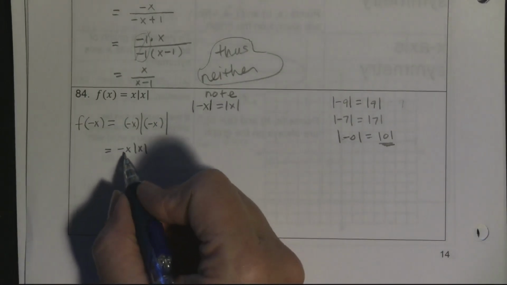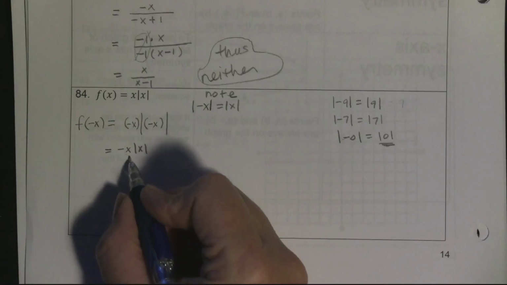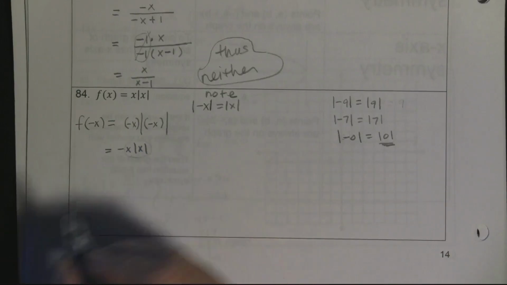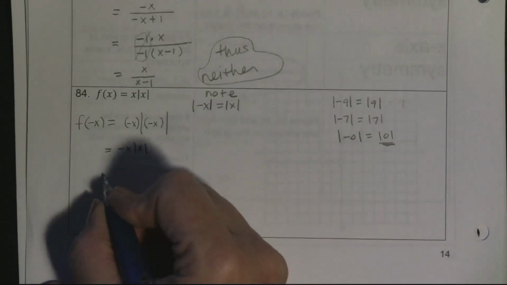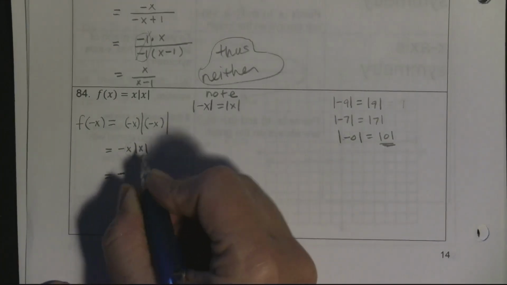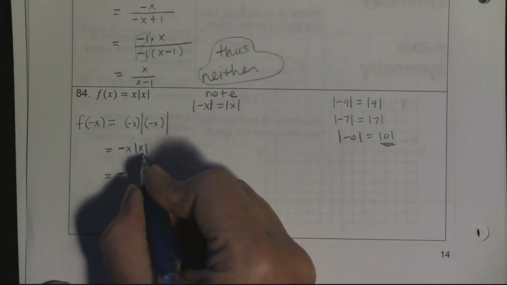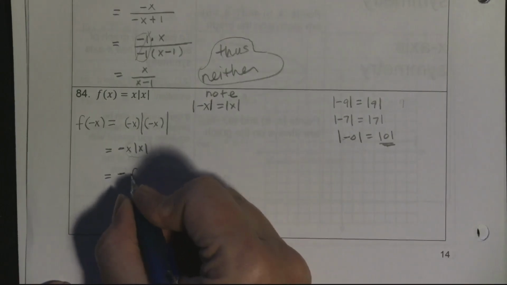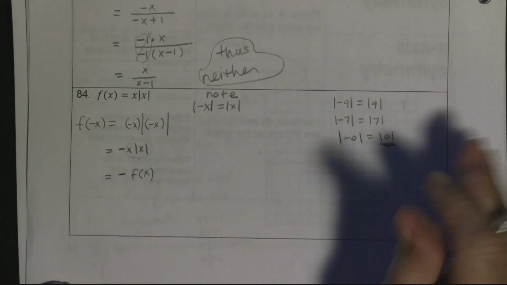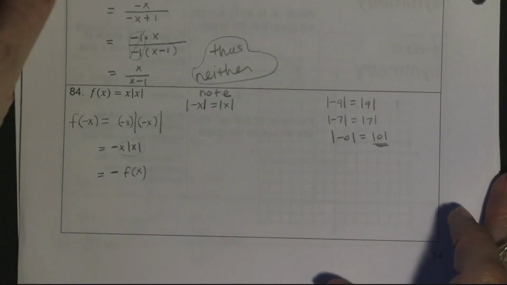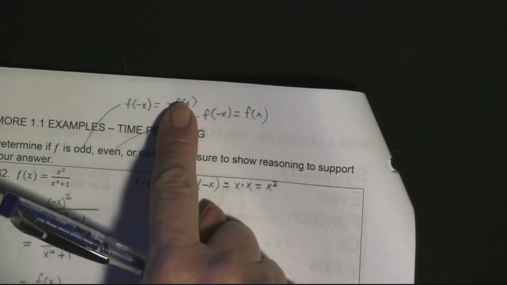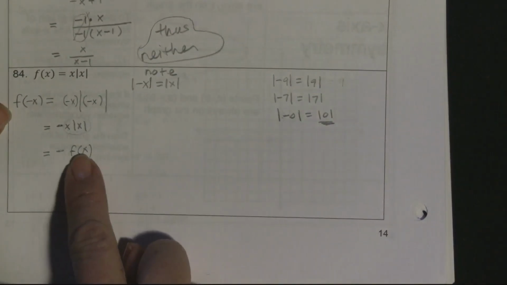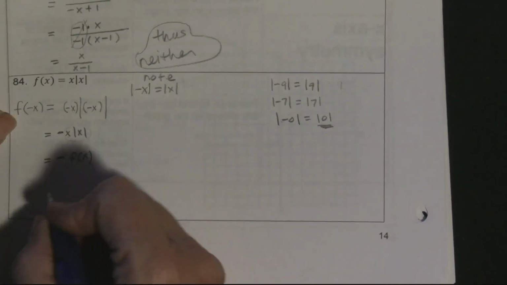Now, I don't know if you noticed, but this part right here that I'm going to lightly circle, x times the absolute value of x, that's what f at x is. So this is equal to negative, because it's negative right here, and then what I've lightly circled is f at x. And then remember, if this is equal to that, which is what I just found, right there, then it's odd. So thus odd.